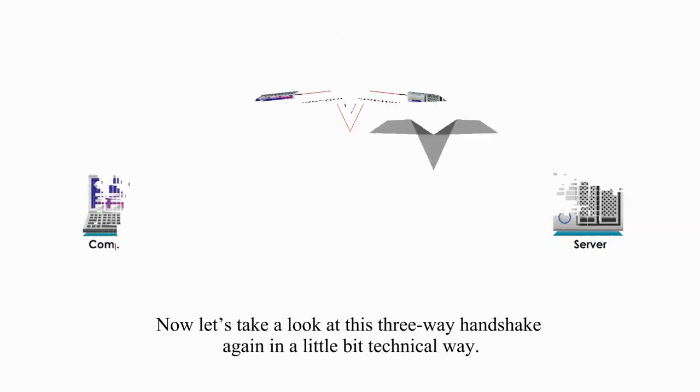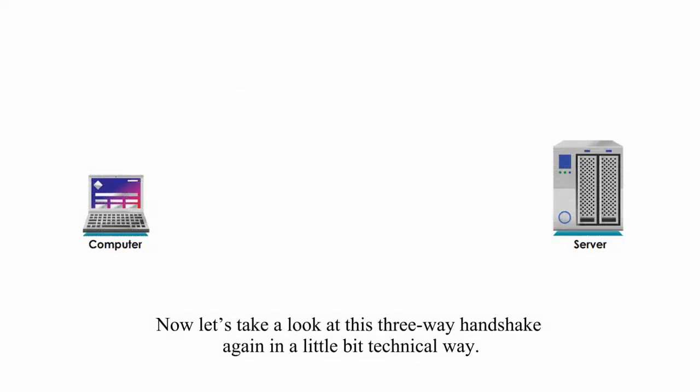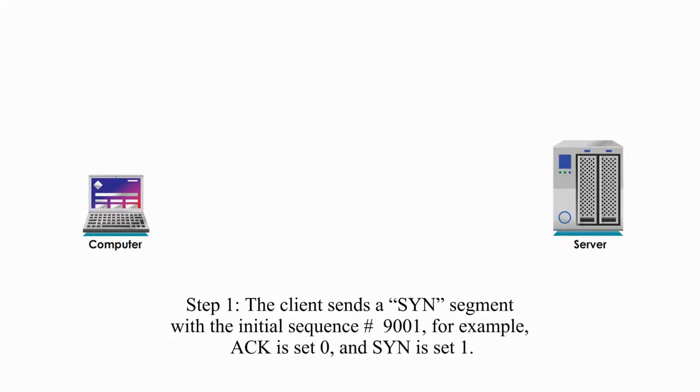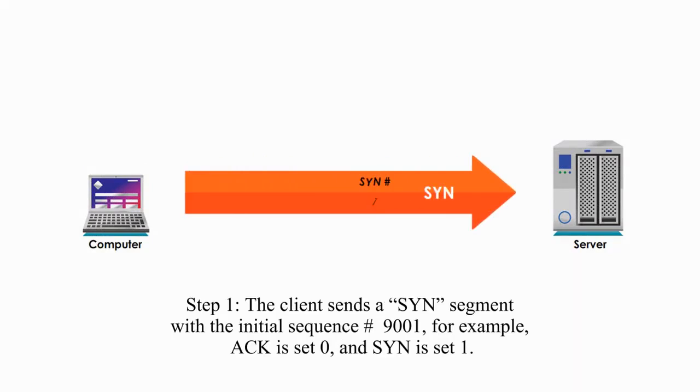Now let's take a look at this three-way handshake again in a little more technical way. Step 1. The client sends a SYN segment with the initial sequence number 9001. For example, ACK is set to 0 and SYN is set to 1.